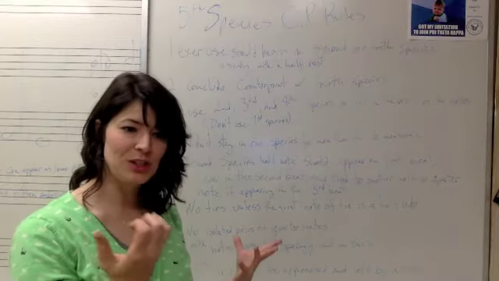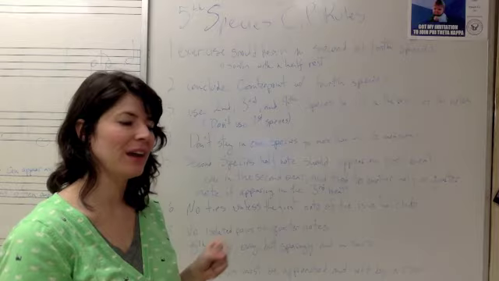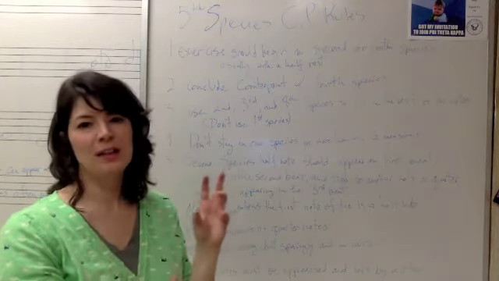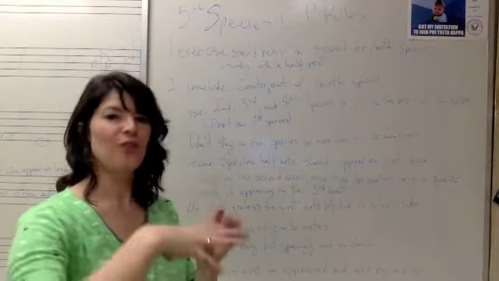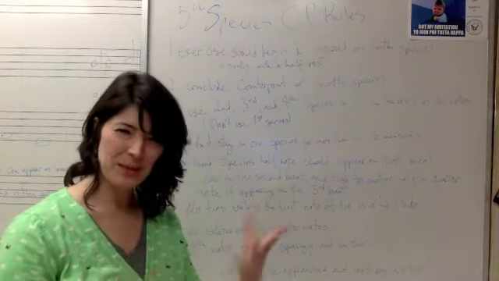So if you're in second species counterpoint, make it clear that you're in second species counterpoint. So don't just have a measure of 2 half notes and then a measure of 2 quarter notes followed by a half note. It's got to be 4 quarter notes or just use 2 half notes. Does that make sense?